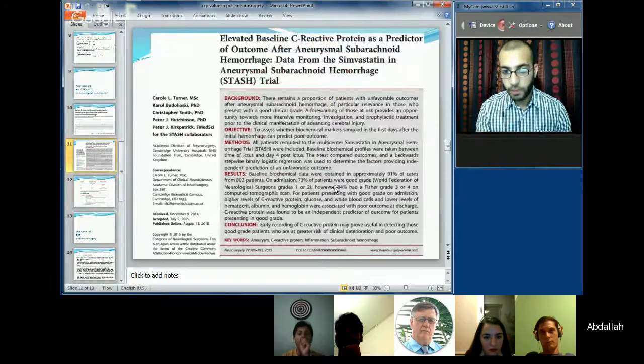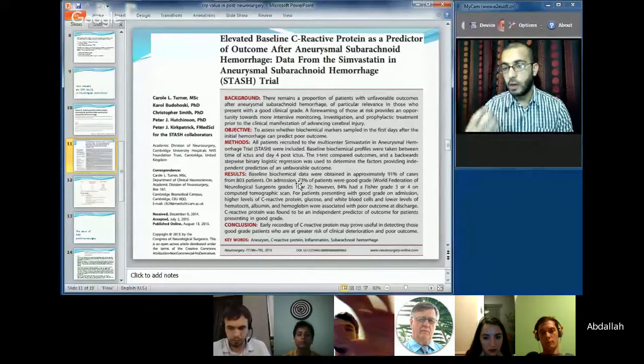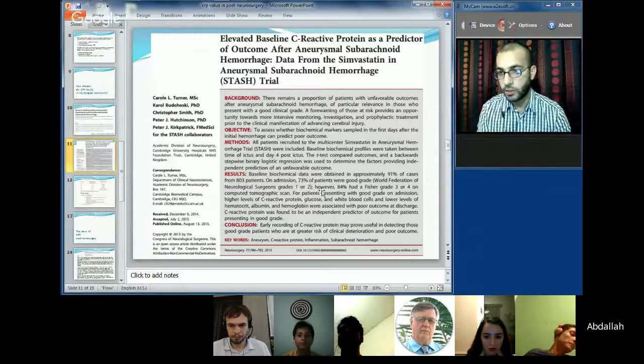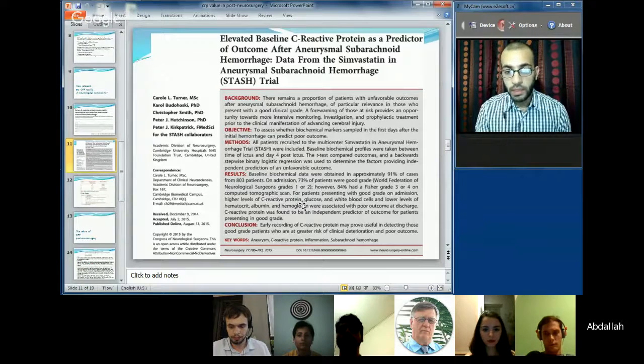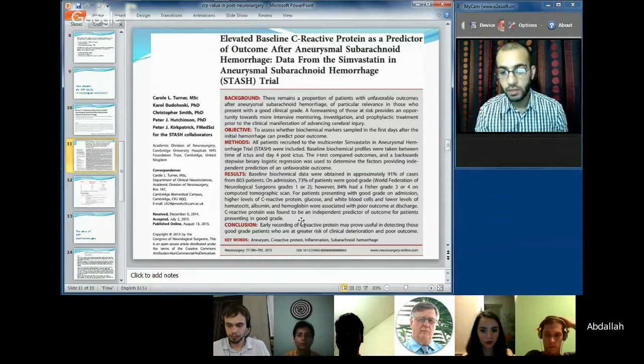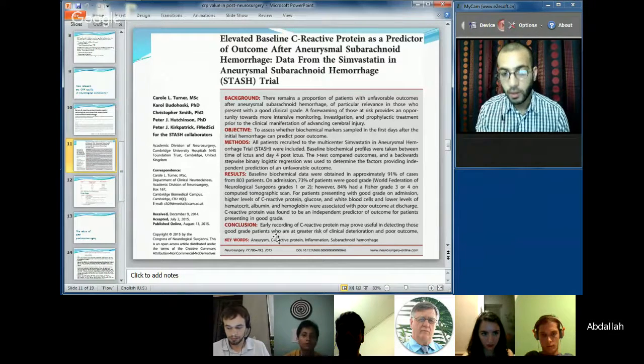So 84% of the patients were like that, while 73% had a good motor function. That means that those two gradings were not correlated with each other. But when testing the CRP levels, it was found that early records of the C-reactive protein proved useful in detecting those good grade patients who are at greater risk of clinical deterioration.